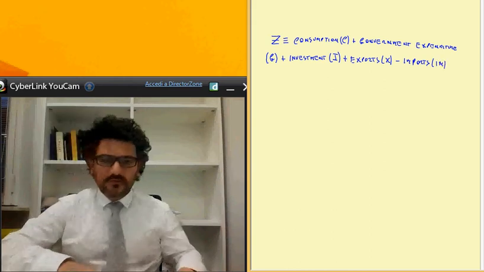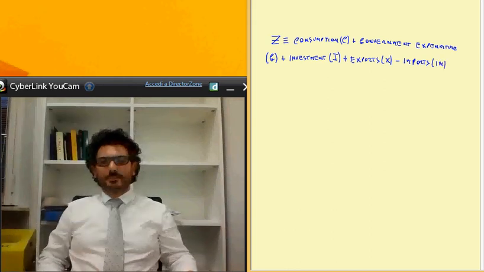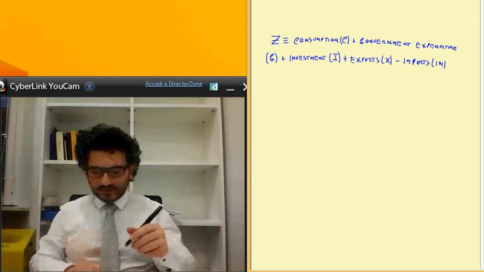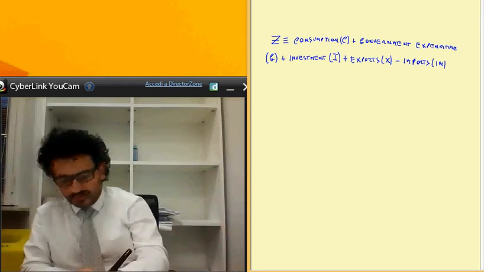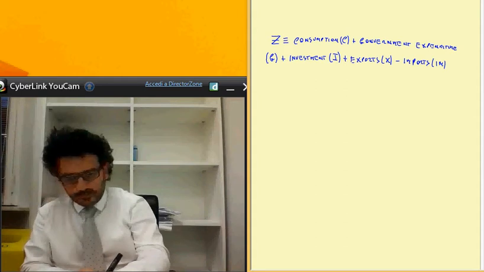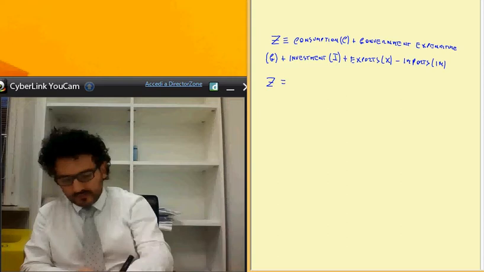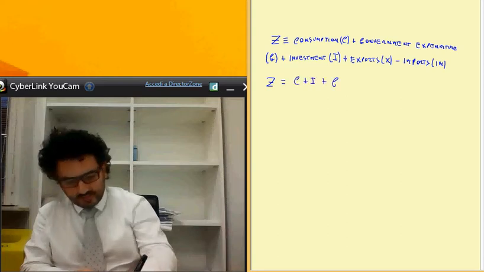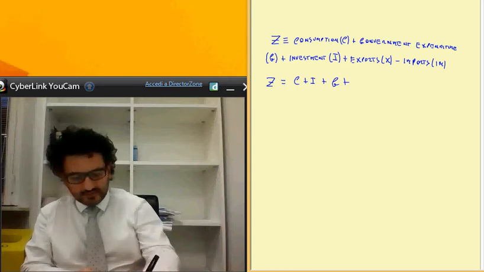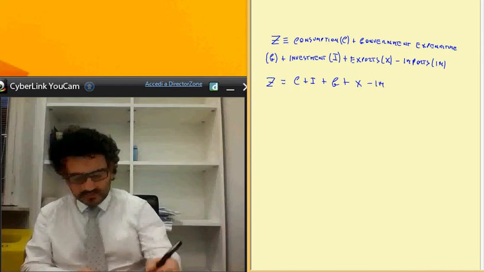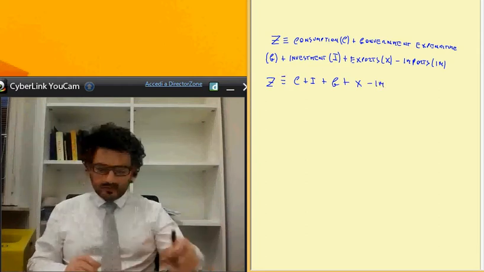Okay, so this is the definition of aggregate demand. We can represent this by Z equal C plus I plus G, so consumption, investment, government expenditure, plus exports minus imports. So this is the definition of aggregate demand.